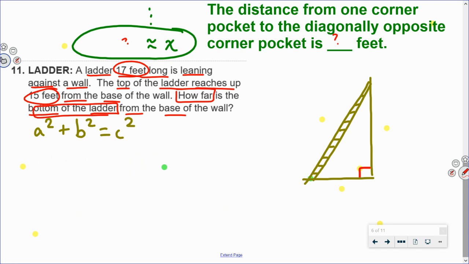Now, some of you immediately put that X in there. Others of you like to put the numbers in first. Hey, it says the ladder is 17 feet, so write that 17 feet in there. It says the top of the ladder reaches up 15. And if you know the 17 and you know the 15, then you ask yourself, what's the missing piece? Oh, well, that X, the distance along the base, between the base of the ladder and the wall. And so now we go ahead and we try to set it up.